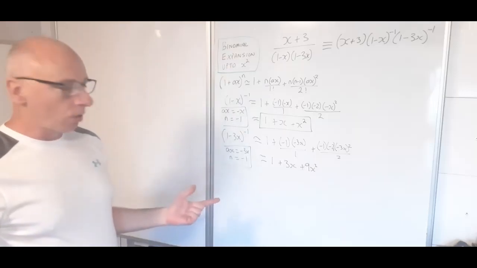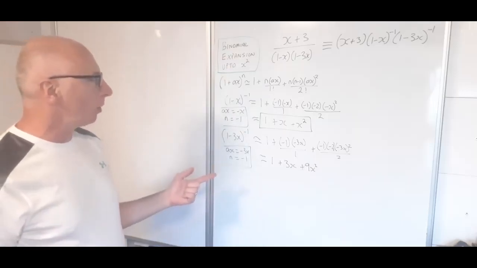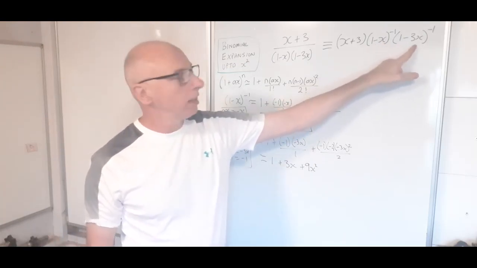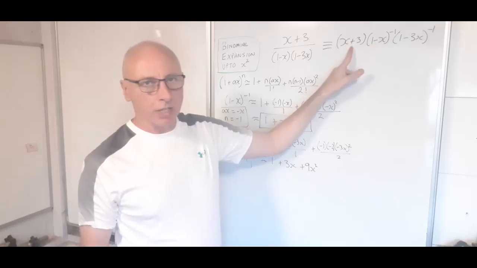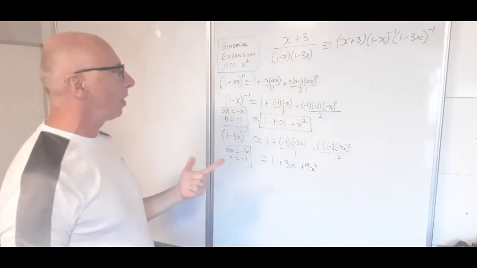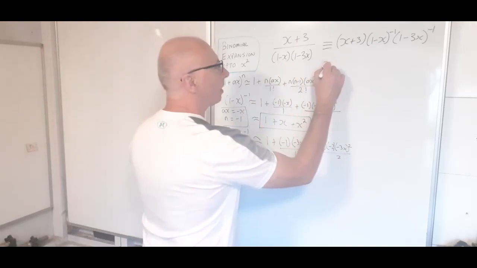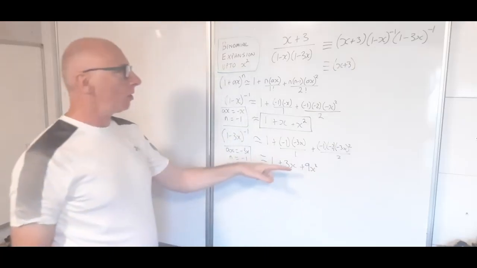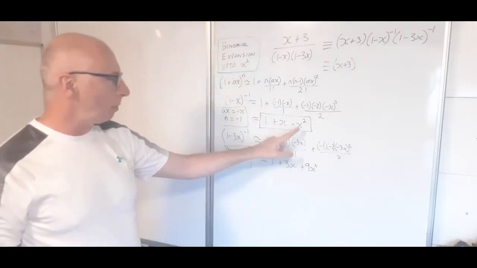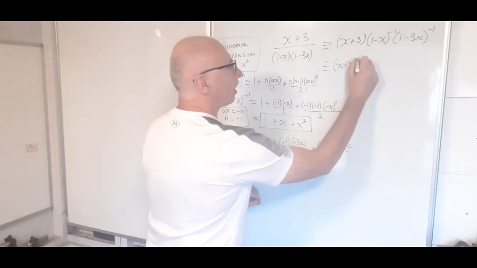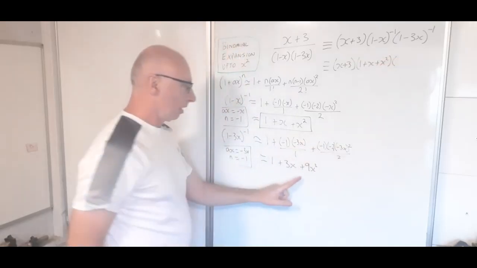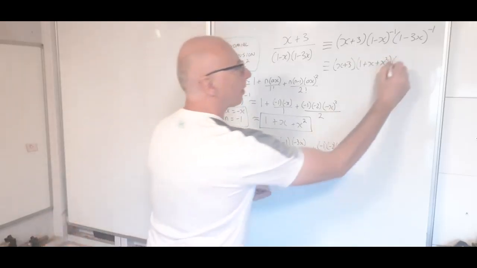Okay, that's all good. Now what I can do is deal with these two terms together, and then I can multiply by x plus 3 at the end. So basically, if I just write it all out here so you can see what I'm about to do, I've got x plus 3. Now I'm only going up to the x squared term, so I didn't need to go past anywhere here. So now 1 plus x squared, and then 1 plus 3x plus 9x squared.